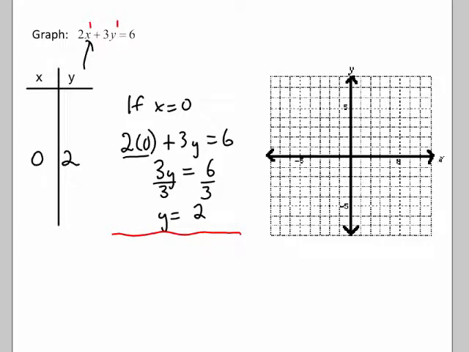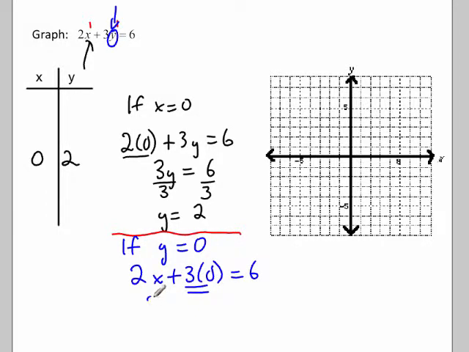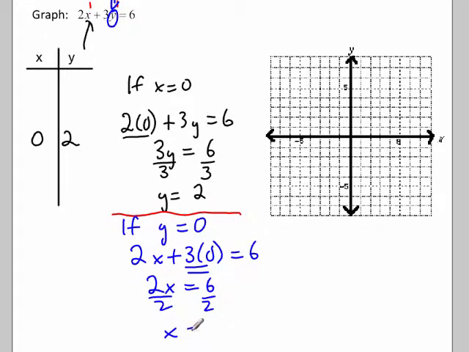Alright, let's choose another value for x. Actually, let's choose a value for y. Let's say y is equal to 0. So we don't normally pick for y, but let's just do it in this case and see. We get 2x plus 3 times 0 equals 6. 3 times 0 is 0, so we get 2x is equal to 6. Divide both sides by 2, and so I'm saying that x has to be 3 when y is 0. So I can put that in my chart. Alright, and I'm just going to plot these 2 points, (0, 2) and (3, 0).